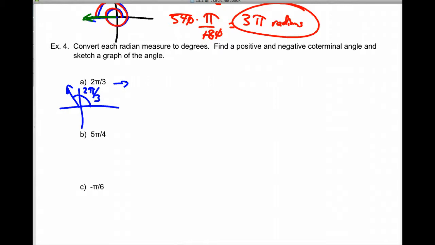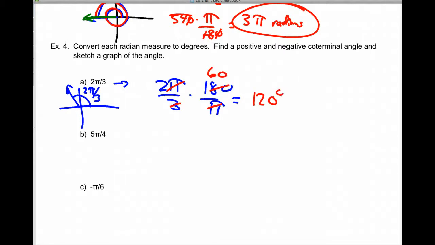How many degrees is it? Here you're going to multiply by 180 over pi. Pi's cancel. 180 divided by 3 is 60. And 2 times 60 is 120 degrees. Okay, so this is equivalent to 120 degrees. 2/3 of 180 is 120.